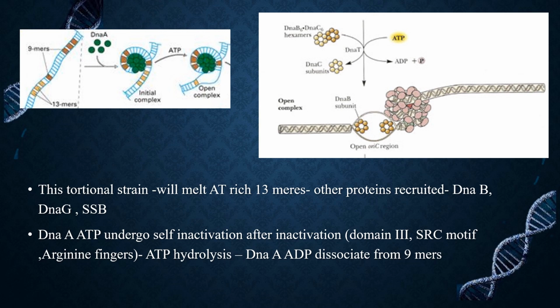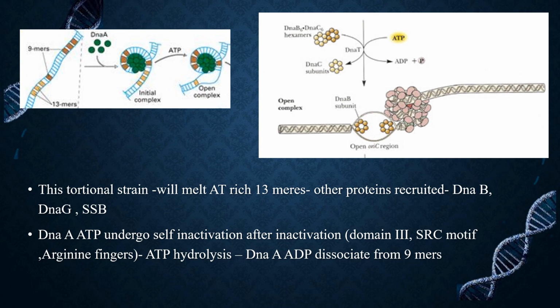The torsional strain created melts the AT-rich 13-mer, where other proteins required for initiation are recruited. DnaB, that is helicase, DnaG, that is primase, and SSB are recruited. DnaA ATP undergoes self-inactivation after initiation.